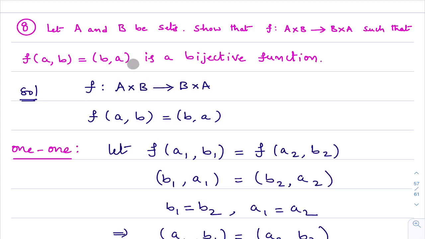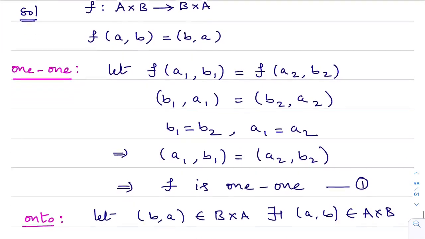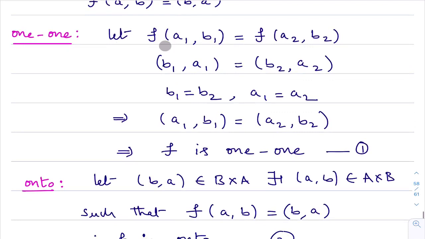What are those 2 elements? (a1, b1), (a2, b2). These 2 elements I have taken from A cross B. Now what am I checking? I consider that f of (a1, b1) equal to f of (a2, b2). I will simplify this. At the end, if I get (a1, b1) equal to (a2, b2), then I can say the function is one-one. Generally, how do we prove the function is one-one? First we take f of x1 equal to f of x2. By simplifying, at the end, if we get x1 equal to x2, then we say the function is one-one. Same procedure we are following, but instead of x1, x2, here ordered pairs will be there.